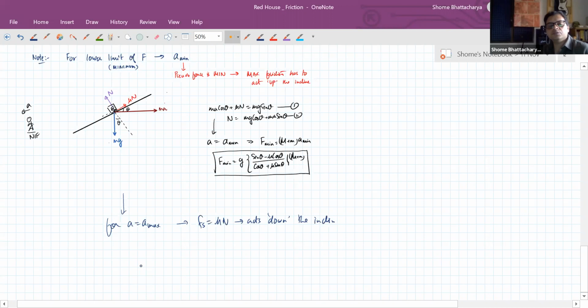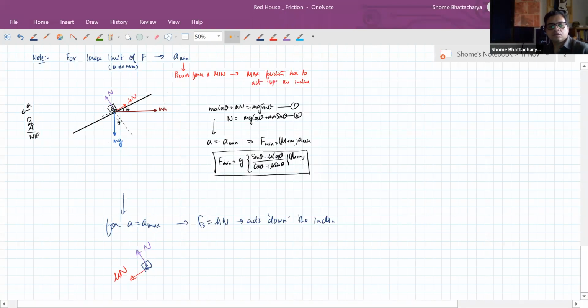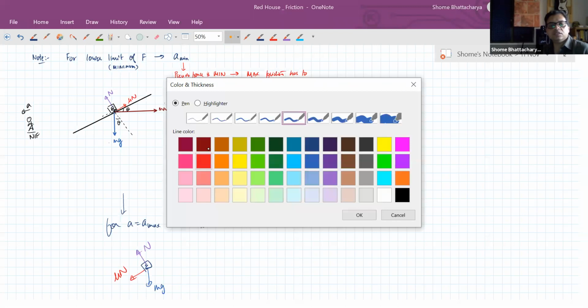So you just visualize the free body diagram. The rest you don't have to do anything. For the equations, I'll give you something very convenient now. If you compare this free body diagram to the above diagram, you can see only one change has happened: the direction of mu n has got reversed. The rest of the forces, pay attention, you will see they're exactly the same in this free body diagram and the above one. So everything else is the same. The only thing that has changed is the direction of mu n.